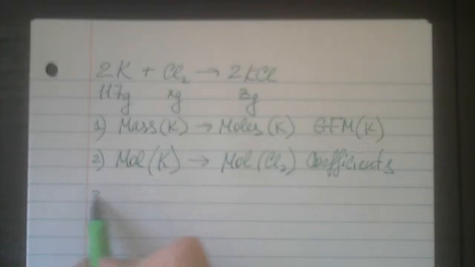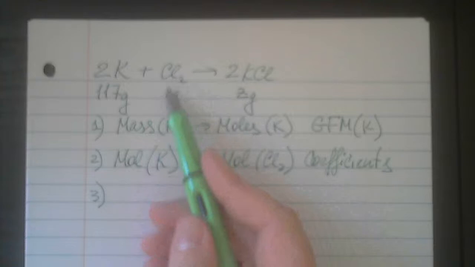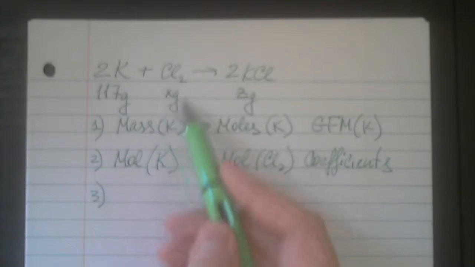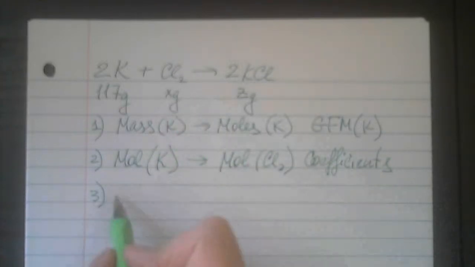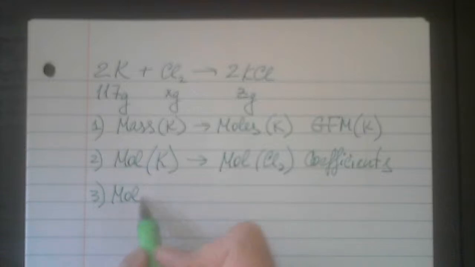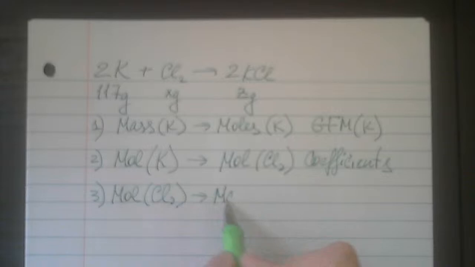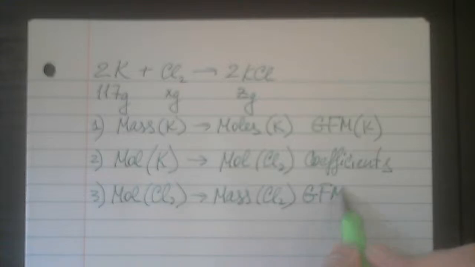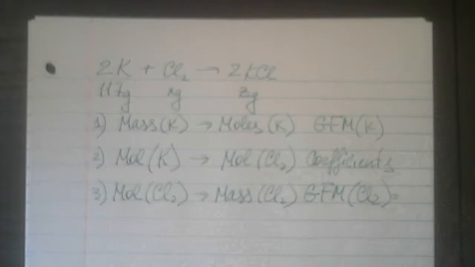And the final step will be taking moles of chlorine and converting it into the mass, answering this question, X grams. So we will take moles of chlorine and convert it into mass, into grams of chlorine. For this, we will be using the gram formula mass of chlorine. So we would not be doing it twice.